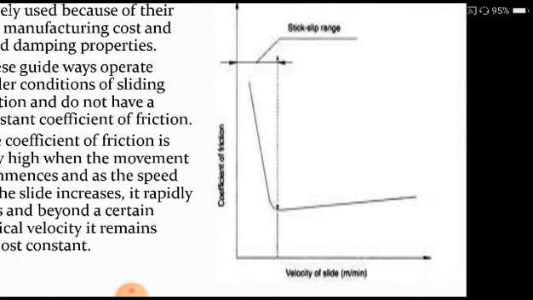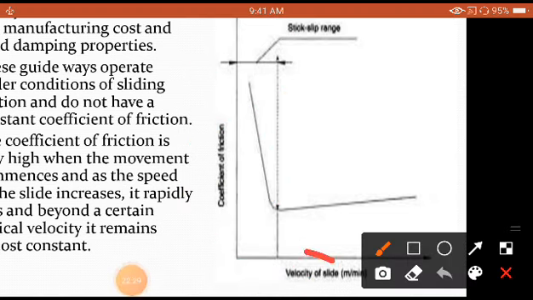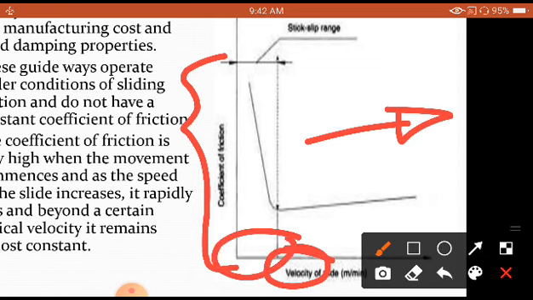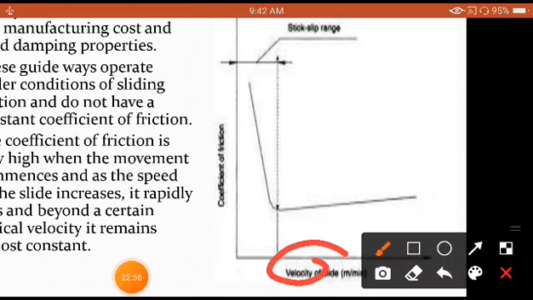So what is the meaning? I will repeat it once again for better understanding. At the beginning, when the slide moves on the guideway, you are going to have maximum friction, as you see in the figure, up to a certain speed. After that there is a reduction in the friction, and again it remains almost constant as the velocity of the slide increases.